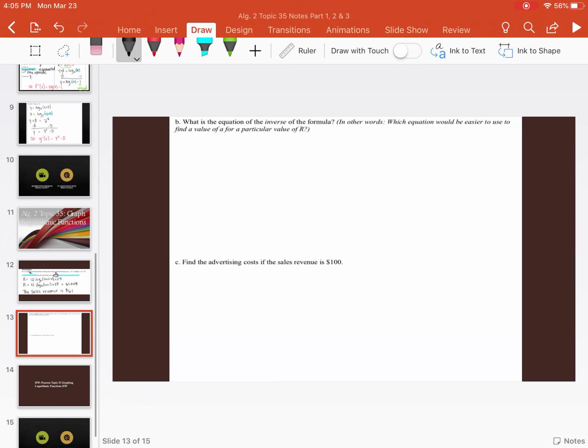Okay, moving on to our next problem. What is the equation of the inverse of the formula? In other words, which equation would be easier to use to find a value of A for a particular value of R? So here, I'm just going to write our first equation we originally had. R equals 12 times the log base 10 of A plus 1, plus 25.